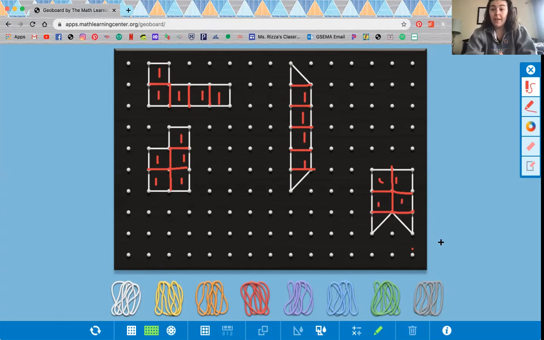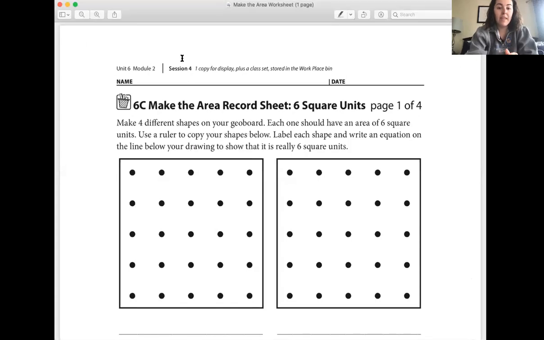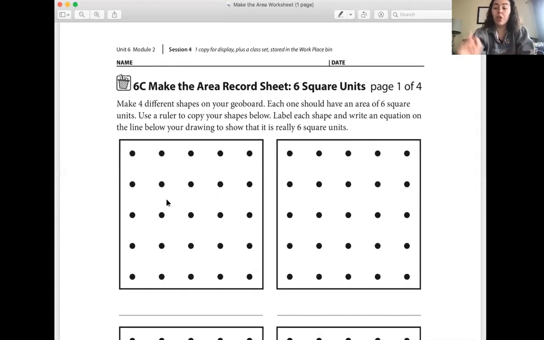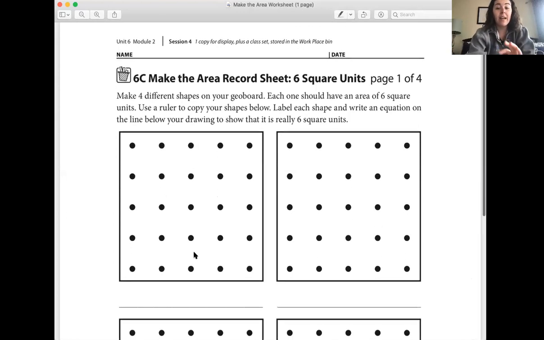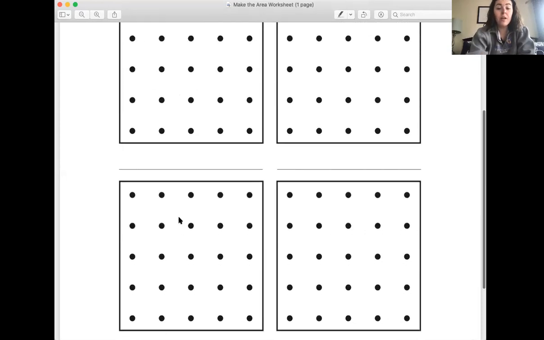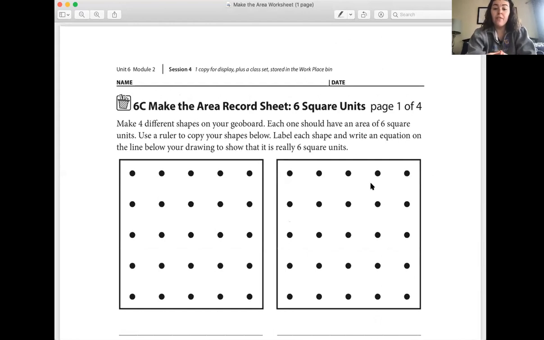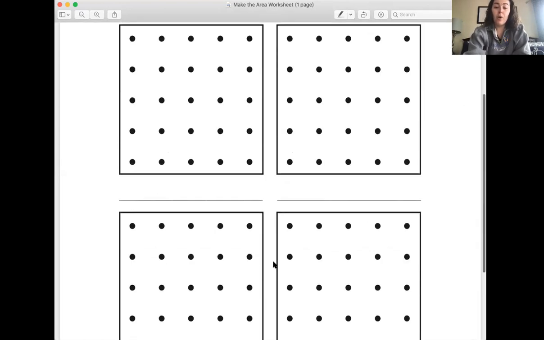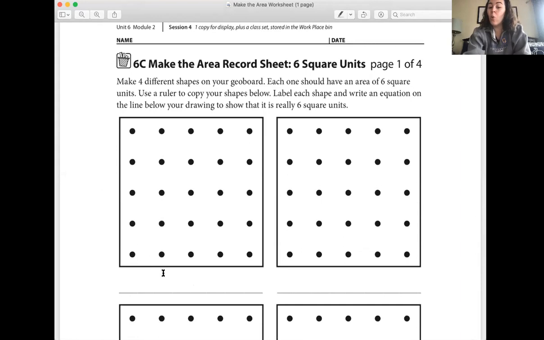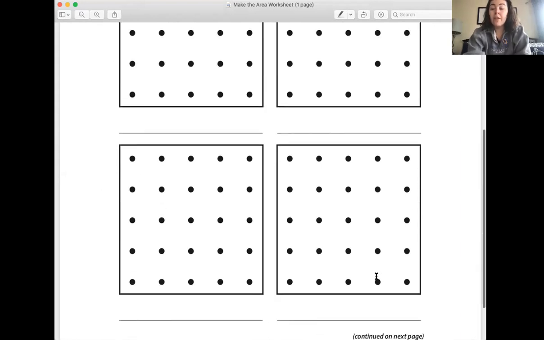So your job today is going to be, you have 2 choices. If you have a printer and you like doing this by hand, you might choose to do our worksheet today, which I will show you right now. So this one is called Make the Area. You're going to make 4 shapes. You're going to draw them out just like I did on my geoboard with an area of 6 units. So I did 5, but your job is going to be 6. So you can use this board to make 4 shapes with an area of 6 units. Each one, you're going to put one shape in each one of these squares and then write an equation on the line below.